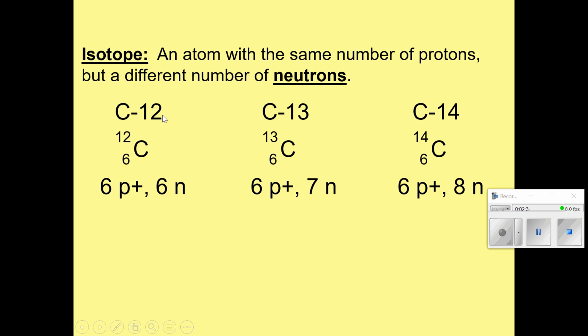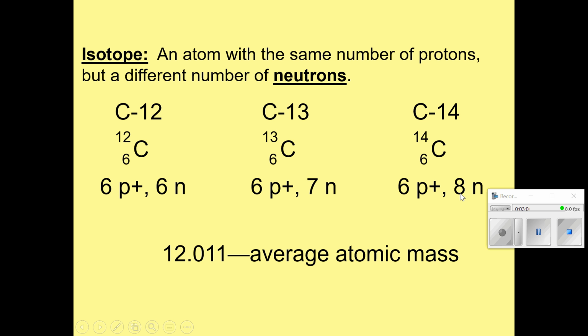For example, carbon has 3 different isotopes: carbon-12, carbon-13, and carbon-14. They all have 6 protons. Check it out. 6 p positives, because protons are positive. 6 p positives, 6 p positives. And you can see that carbon-12 only has 6 neutrons compared to carbon-13 has 7 neutrons and carbon-14 has 8 neutrons.